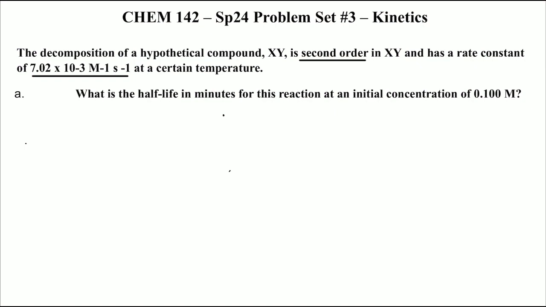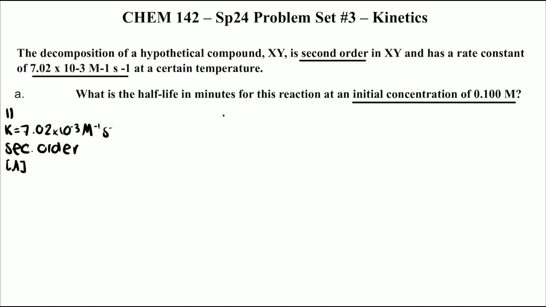So, our first step here will be to organize all of our data and find the relevant information that will allow us to solve this problem. So, we know that the rate constant, K, is equal to 7.02 times 10 to the negative 3 inverse molar per second. And we know that it's a second order reaction. And we also know that we have an initial concentration of 0.100 molar. These are the values that we're going to use to solve this question.